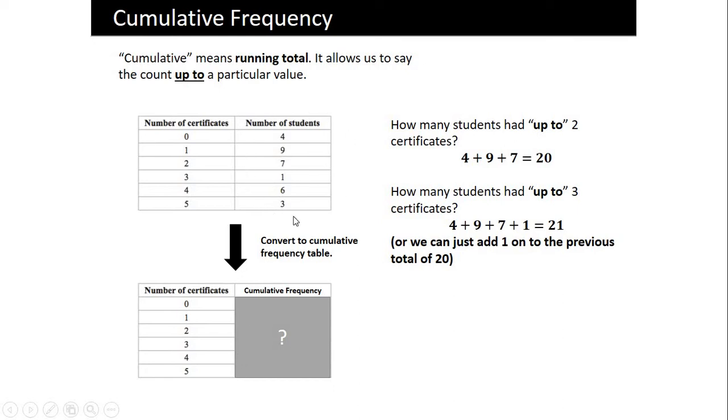So instead of having a number of students column, I could change this. This is a frequency column. I can change this to a cumulative frequency. So the first value will be 4, as there were 4 students that had 0 certificates. Then how many had 0 or 1 would be the 4 plus 9, which gives us 13. How many had 0, 1 or 2? Well, that would be 4 plus 9 plus 7, which is the 20, and so on. So the 5 is the combination of all of these added together. So the cumulative frequency will always be the total number that is within your table.